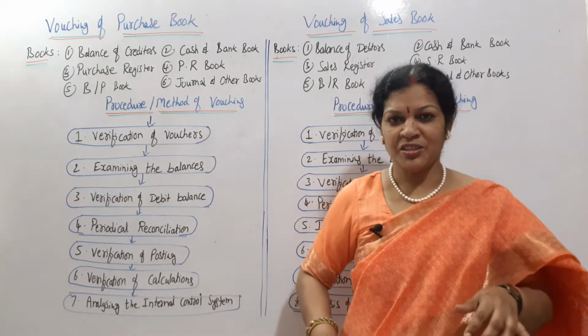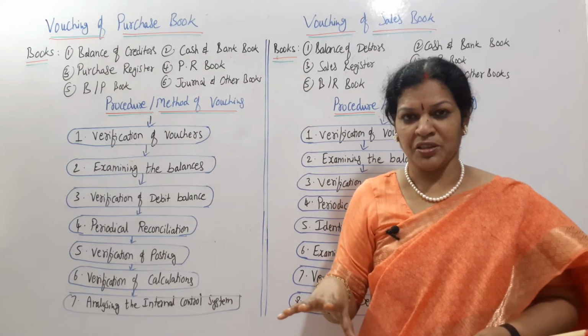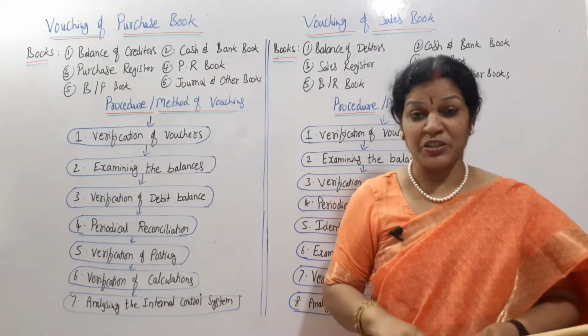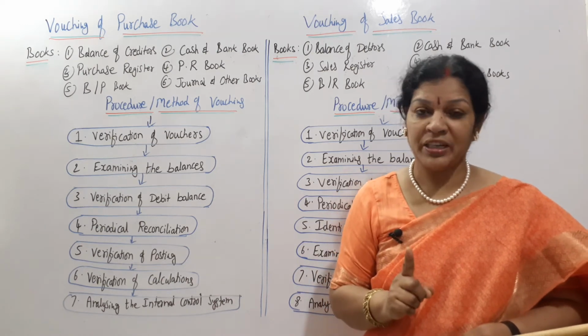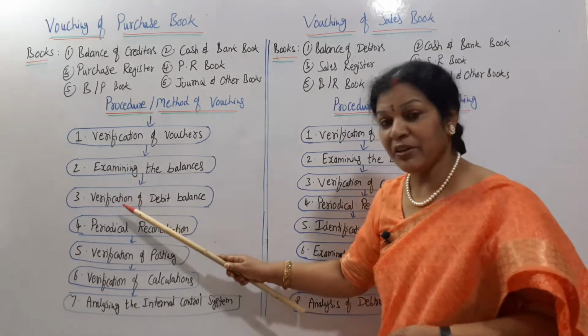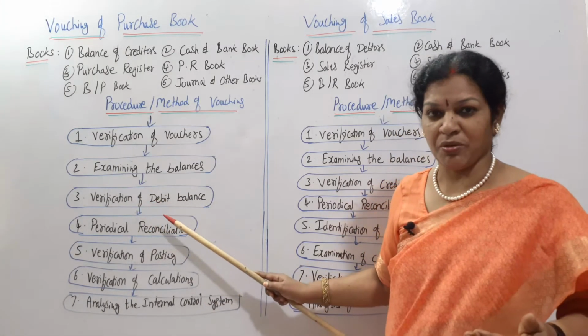Total purchases, say we have 10 transactions of credit purchases. All these things we will write in the purchase book. Purchase book shows which balance? Debit balance. So we are verifying the debit balance of the purchase book.